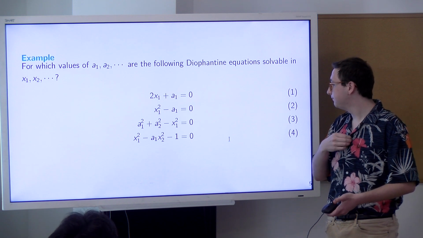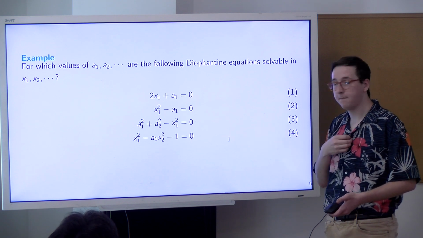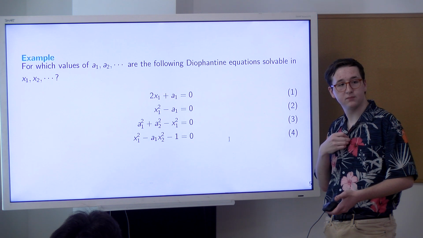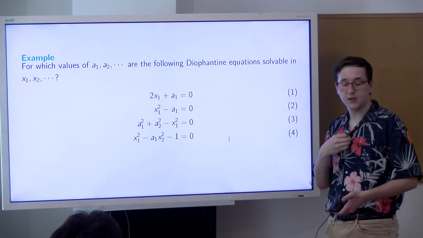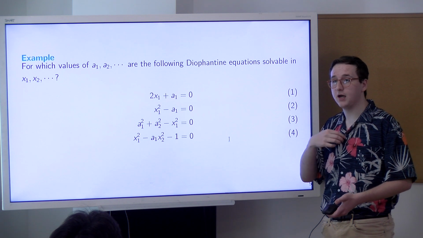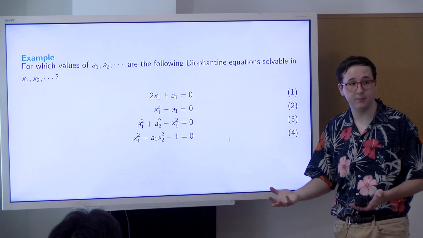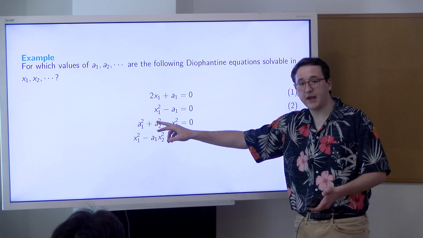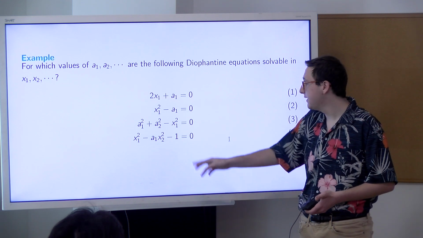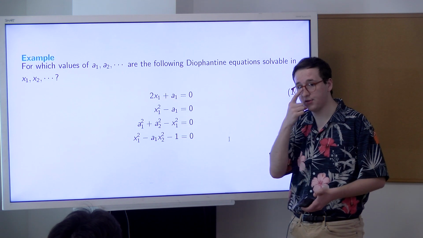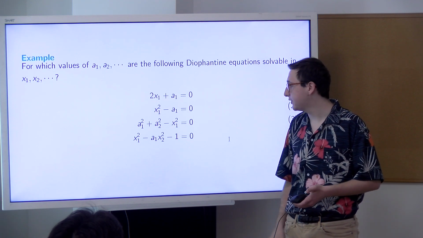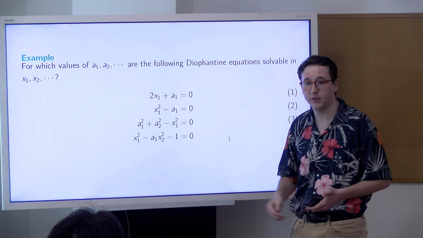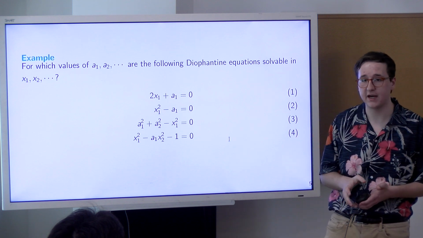What about this one? Every perfect square? No, that's not correct. You have Pythagorean triples, which are integers satisfying a squared plus b squared equals c squared. If you choose any value of a and b for the first two parts of the Pythagorean triple, then you'll get a solution in the third. So the values of a1 and a2 which allow for a solution to this polynomial are the first two entries in any Pythagorean triple.